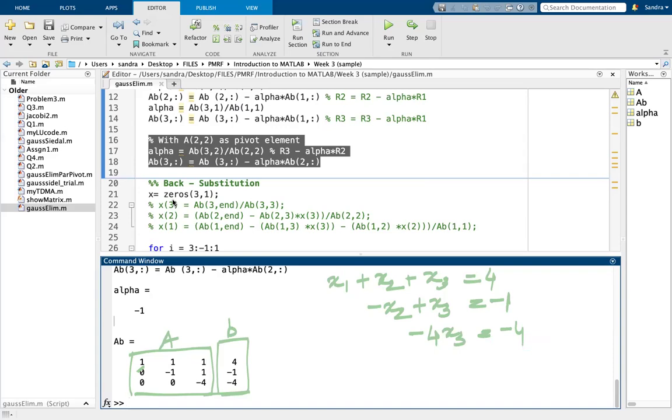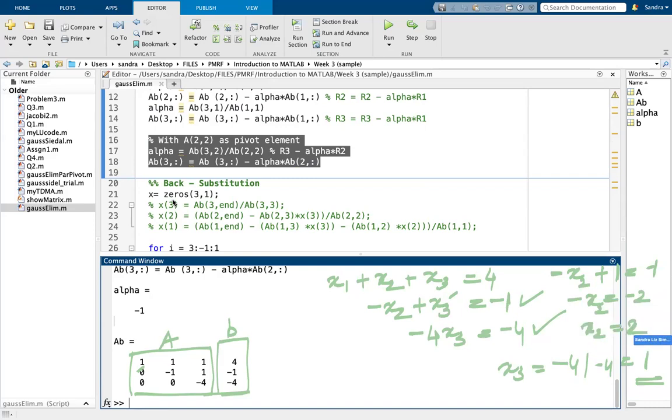How do you find out? First use this formula. You take x3 is equal to minus 4 divided by minus 4, that is equal to 1. You got the value of x3. X3 is known. Now you take this formula. X3 value you already know. The unknown is x2. So minus x2 plus 1 equal to minus 1 means minus x2 is equal to minus 2. Sorry, x2 is equal to 2.